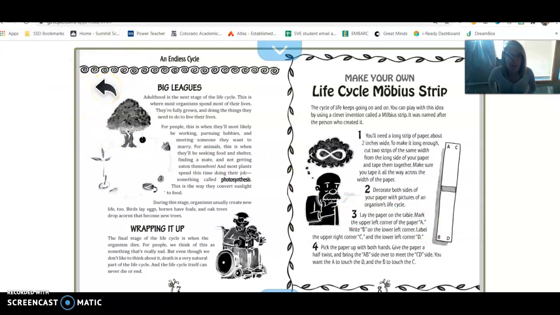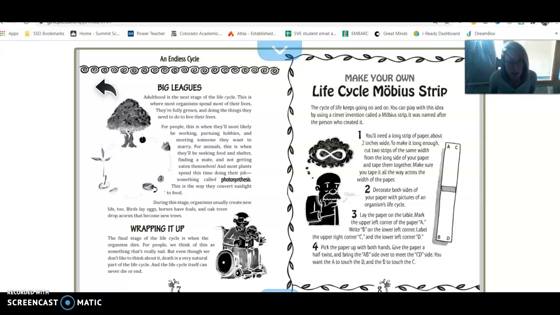The big leagues. Adulthood is the next stage of the life cycle. This is where most organisms spend most of their lives. They're fully grown and doing the things they need to do to live their lives. For people, this is when they'll most likely be working, pursuing hobbies, and meeting someone that they want to marry. For animals, this is when they're seeking food and shelter, finding a mate, and not getting eaten themselves. And most plants spend their time doing their job, something called photosynthesis. This is the way they convert sunlight to food.